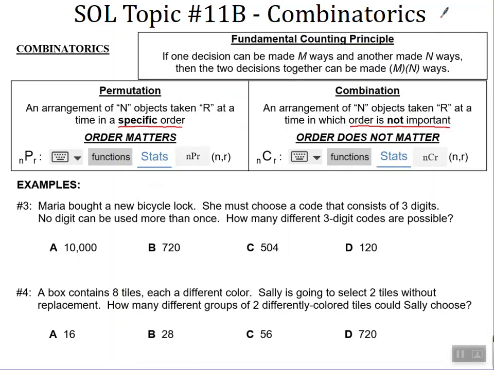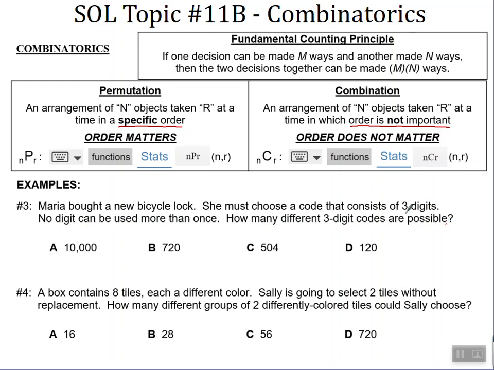Let's look at our two examples. The first one, it says Maria bought a new bicycle lock. She must choose a code that consists of 3 digits. No digit can be used more than once, so there is no repetition. How many different 3-digit codes are possible?